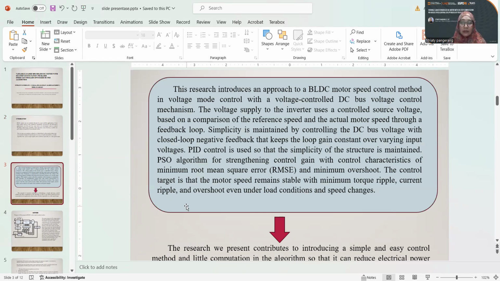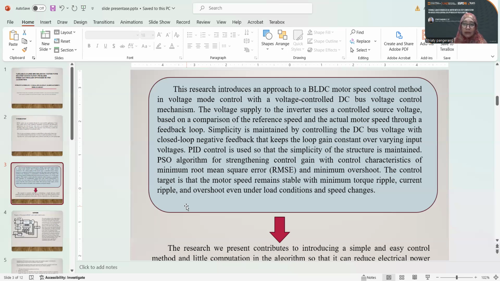This research introduces an approach to BLDC motor speed control in voltage mode control, with a DC bus voltage control mechanism. The voltage supplied to the inverter uses a control source voltage based on a comparison of the reference speed and the actual motor speed in a feedback loop. Simplicity is maintained by controlling the DC bus voltage with closed-loop negative feedback that keeps the loop gain constant over varying input voltage. PID control is used so that the simplicity of the structure is maintained.